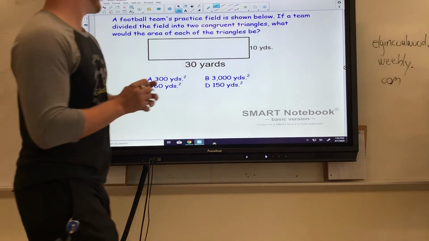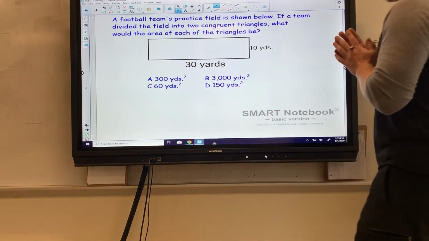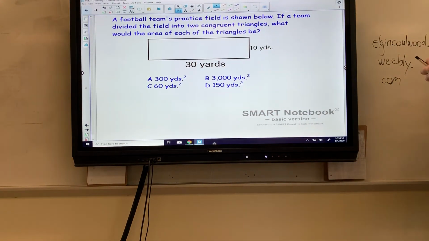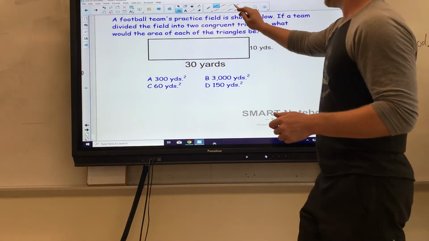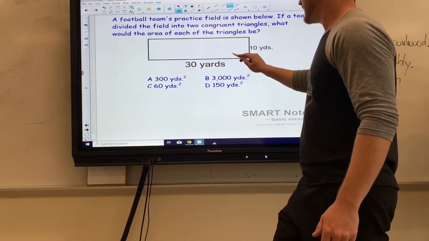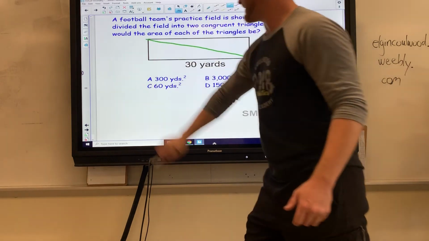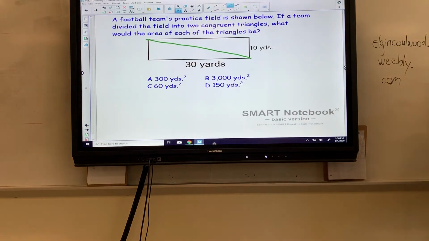All right, read the problem. It says a football team's practice field is shown below. The team divided the field into two congruent triangles. What would be the area of each triangle? All right, so let's say they're trying to split it half for offense, half for defense. So there's our triangle for the football practice field.